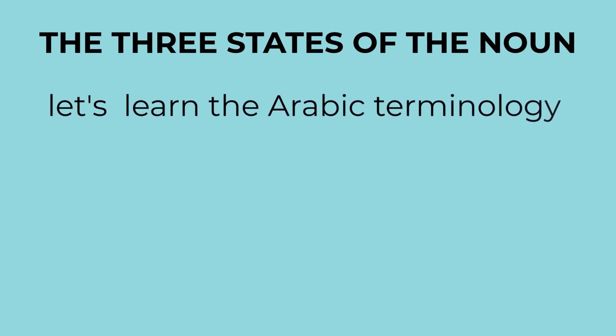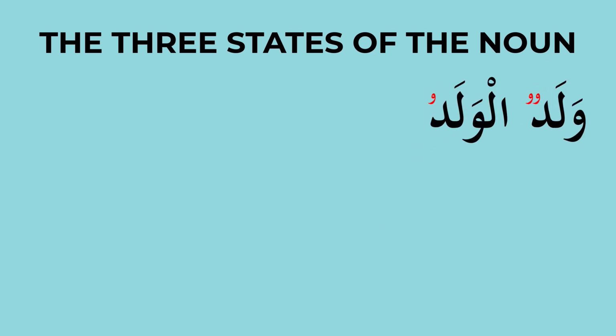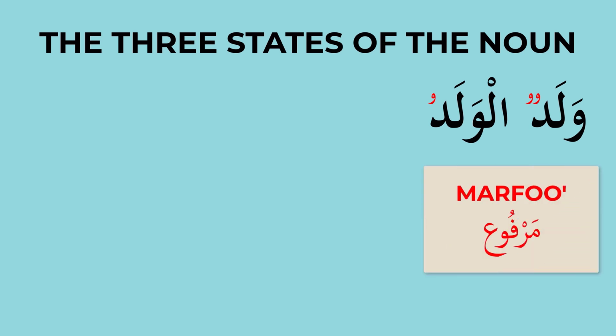Let's learn the terminology now. If the noun ends with a dhamma, be it a tanween or a single dhamma, it is called marfu. What is it called, brother? This you will have to memorize. Marfu. You will say the noun is marfu. What do you call it in English? You will call that it is in nominative case.